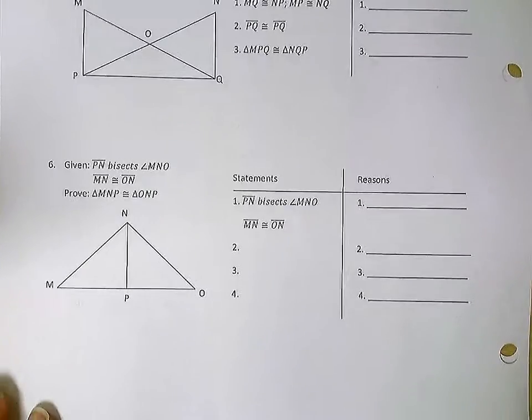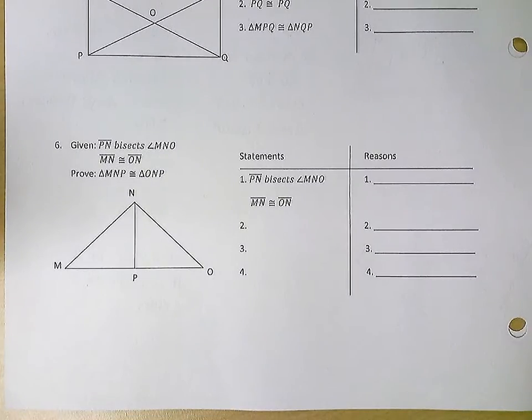All right, so go to number 6. Shh, quiet please. Skipping number 5, going to number 6.